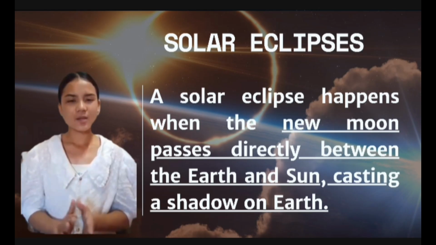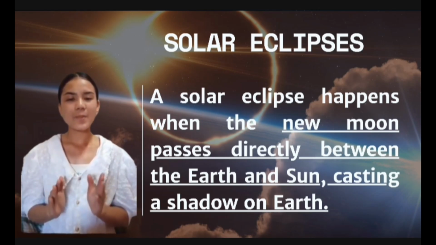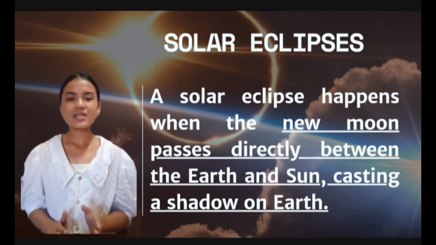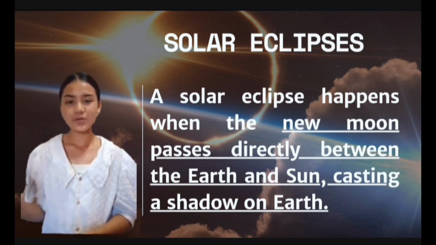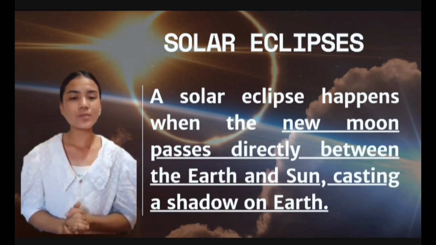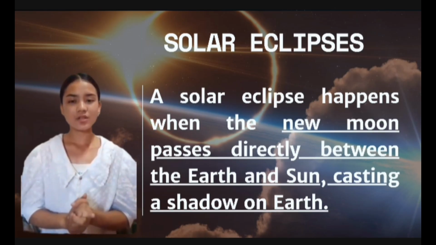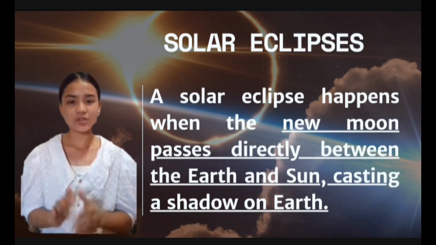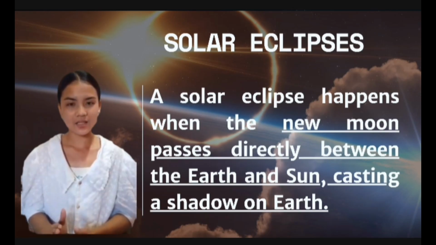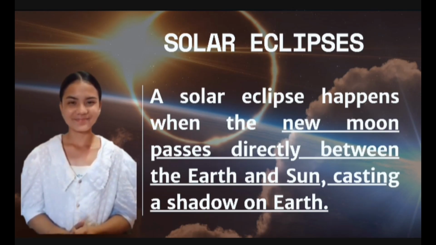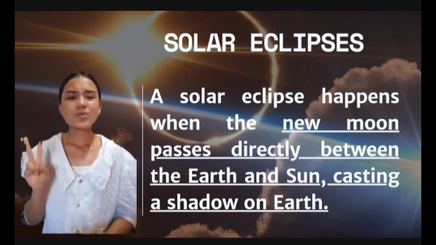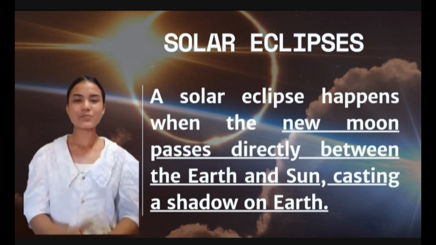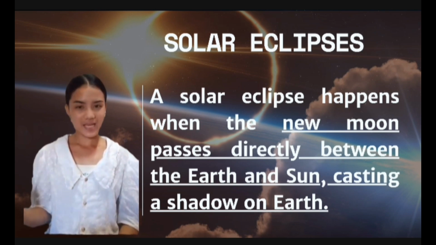A solar eclipse happens when the new moon passes directly between the Earth and the Sun, casting a shadow on Earth. In other words, a solar eclipse occurs when the moon aligns perfectly between the Earth and the Sun. This alignment causes the moon to cast a shadow on Earth, blocking the sun's light. Understood? Okay, so there are two main types of solar eclipse. Any questions, class, before we proceed to another topic for today?